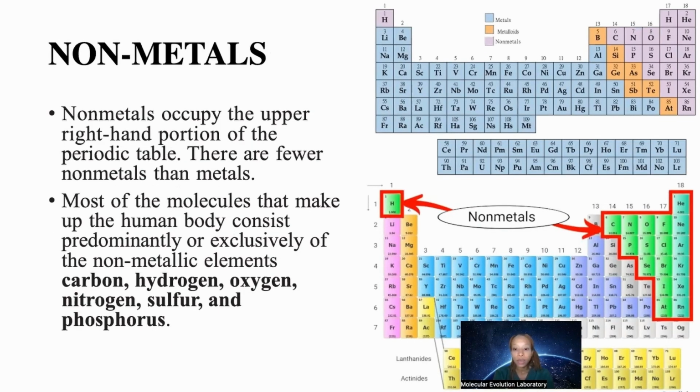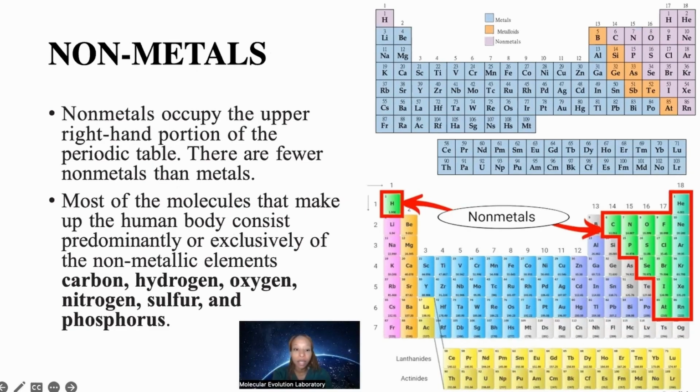The non-metals, as we've said before, occupy the right-hand portion of the periodic table. There are fewer non-metals than metals, as we can see, and most of the molecules that make up the human body consist predominantly or exclusively of non-metallic elements. Your carbon, your hydrogen, your oxygen, your nitrogen, your sulfur, your phosphorus. So basically, most of your body is made up of non-metals, to no surprise.